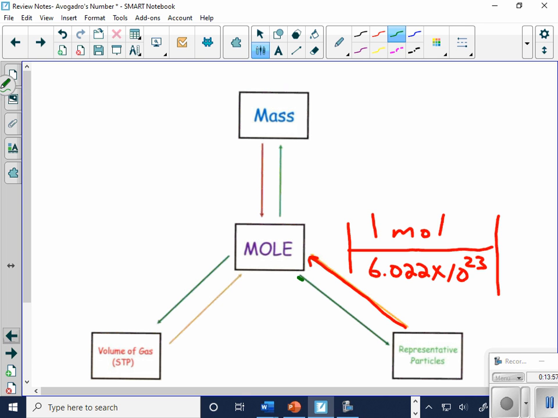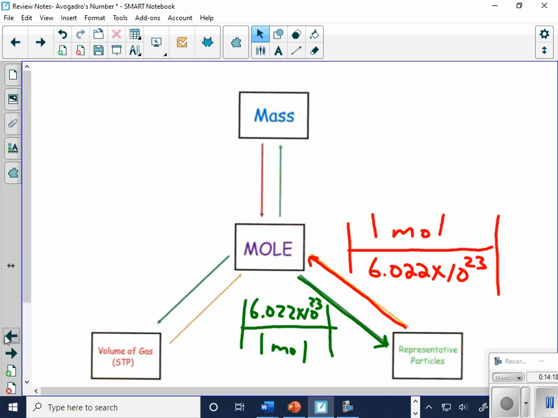When I go this way, from moles to representative particles, I'm going to have my conversion box, just like I had before. 1 mole is going to be on the bottom, and Avogadro's number is going to be on the top. So those are my equalities in my conversion box that I'm going to use to do these problems.